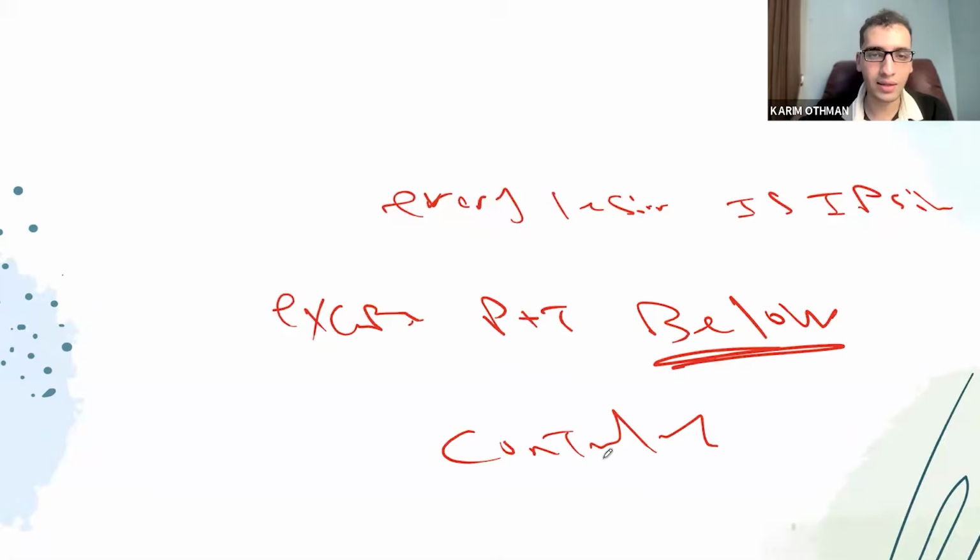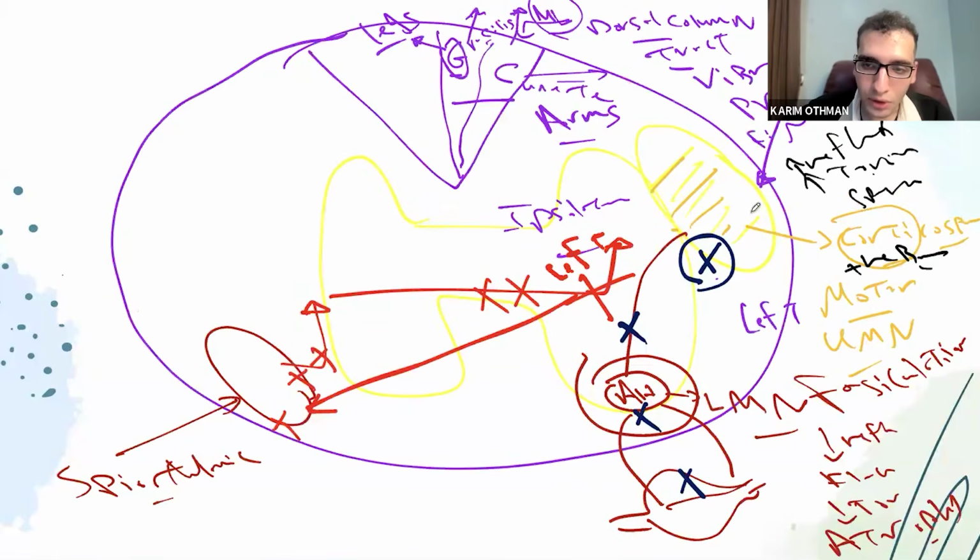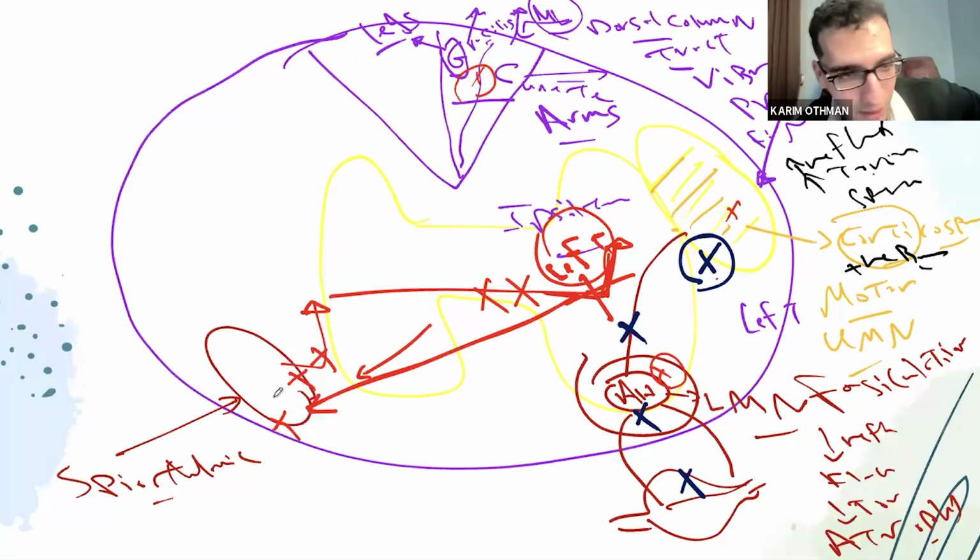Every lesion is ipsilateral. So corticospinal on the left affects the left. Anterior horn on the left affects the left. Dorsal column on the left affects the left. Spinothalamic on the left at the same side affects the left. Below the lesion affects the right. That's the only exception. Below the lesion, spinothalamic or pain and temperature.